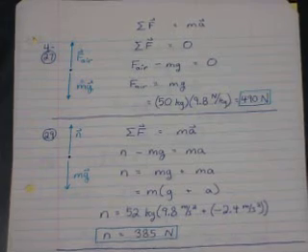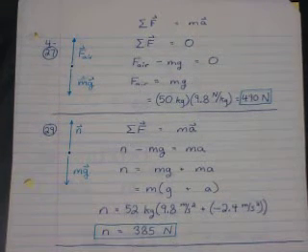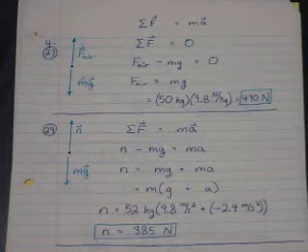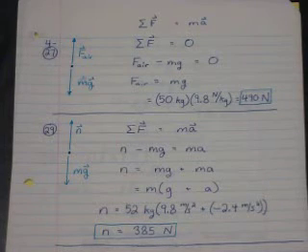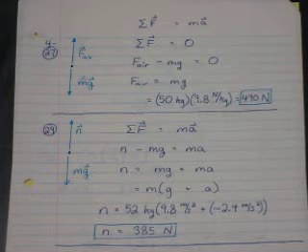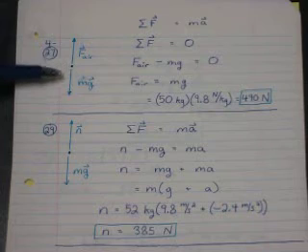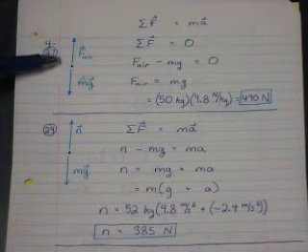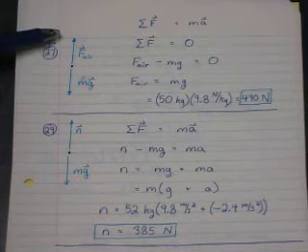Number 27. A 50-kilogram parachutist descends at a steady speed. What force does air exert on the parachute? Let's draw a force diagram. The weight pulling down, drag from air pushing up.